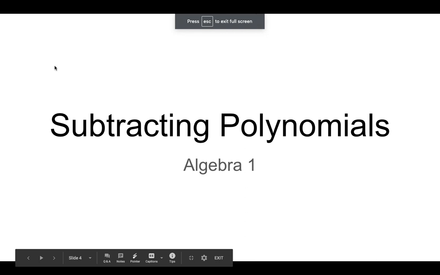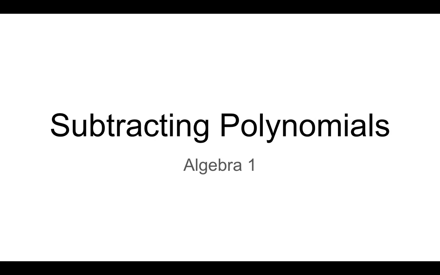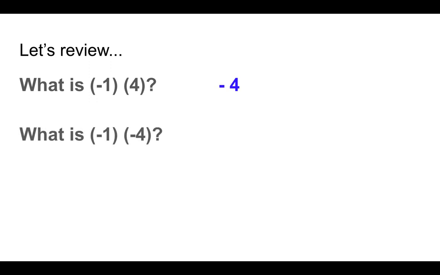Hi everyone, so we are going to learn how to subtract polynomials. This is a little bit different than adding, so make sure you're paying close attention. To review, what is -1 times a positive 4? A negative number times a positive number gives us a negative number, in this case -4. A -1 times a -4, a negative times a negative is a positive 4.